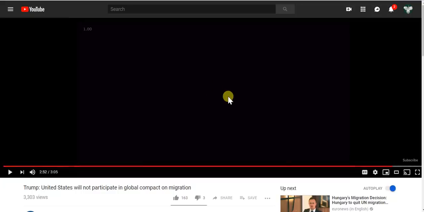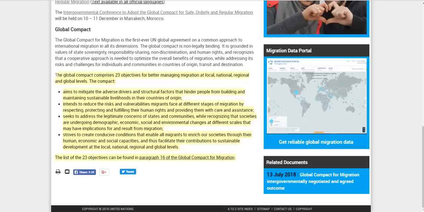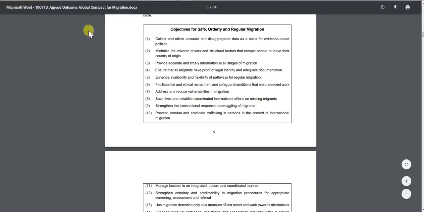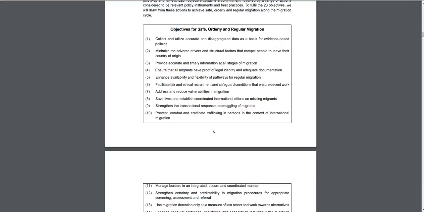I like Trump. And I know not everybody does, and that's fine. But again, he tells it like he sees it, and I can't fault the guy. Okay, so back to the Global Compact on migration. The list of 23 objectives can be found in paragraph 16 of the Global Compact for migration. So let's have a look at paragraph 16, and then we're going to look at all the countries that are leaving the Global Compact on migration.